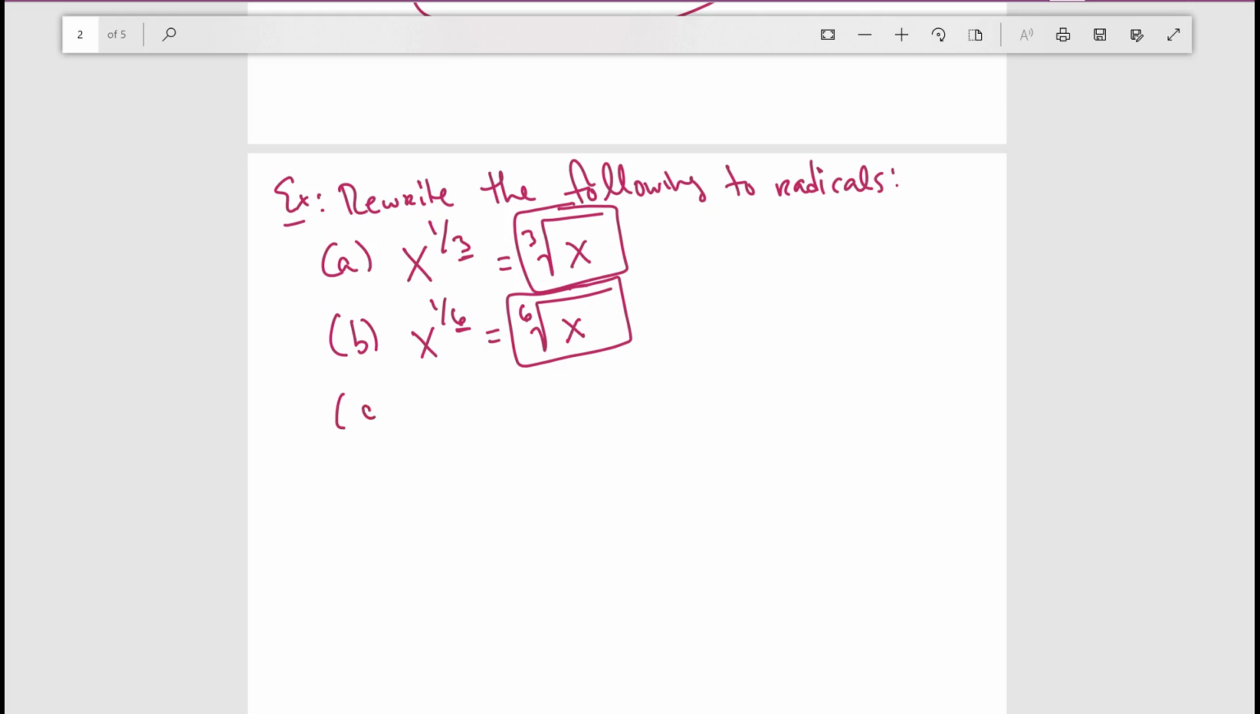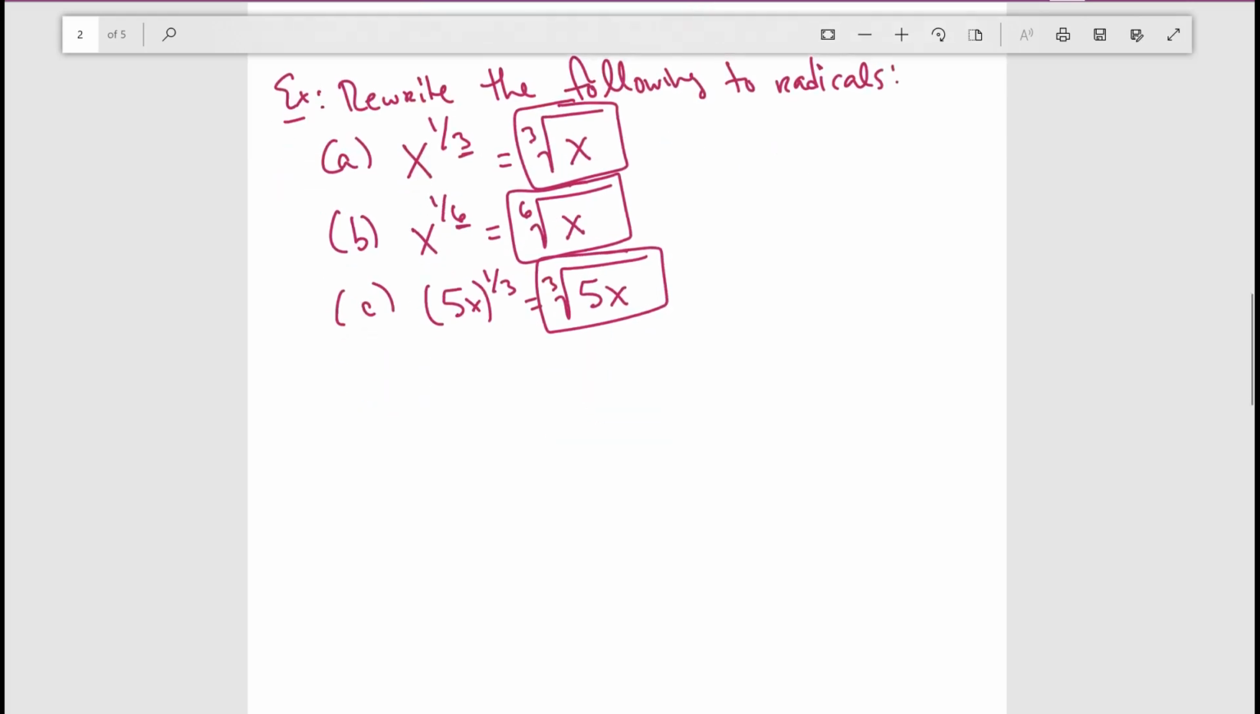Okay, so let's try this one. What do you think 5x to the power of 1/3 is going to be? Okay, so this 3 hasn't changed. It's just going to be the cube root of this entire thing, 5x. All right, and so on and so forth. So basically, that's all it is. Let me do another example.